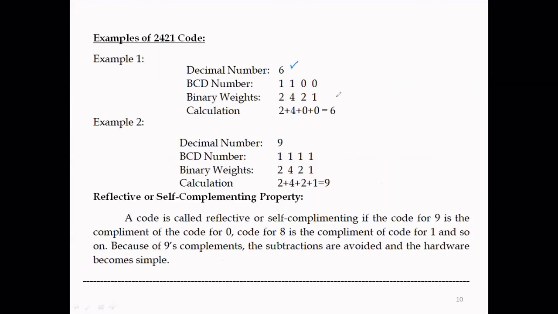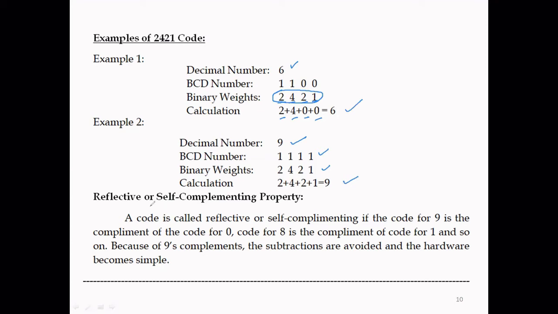Decimal number 6 you take. Weights are 2, 4, 2, 1. So 2 into 1, 2, 4 into 1, 4, 2 into 0, 0, 1 into 0, 0. So 2 plus 4 is 6. The weights are here 2421 instead of 8421. Okay. Now let us take 9. 9 means 1, 1, 1, 1. You have seen in the table previously, 2421 code. So 2 plus 4 plus 2 plus 1, that is 9.